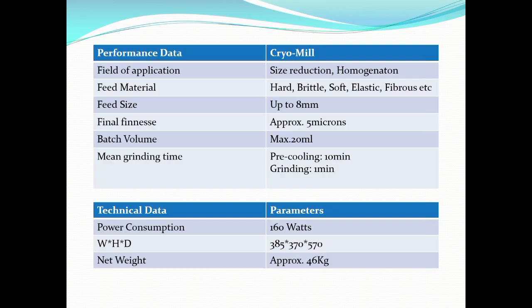Performance data and technical data. Performance data. Field of application: size reduction and homogenization. Feed material: any type of hard, brittle or soft material can be ground easily. Feed size: up to 8 mm. Final finish: approx 5 microns. Batch volume: maximum of 20 ml. Mean grinding time: pre-cooling of 10 minutes and grinding of 1 minute. Technical data: power consumption of 160 watts and net weight of approximately 46 kgs.